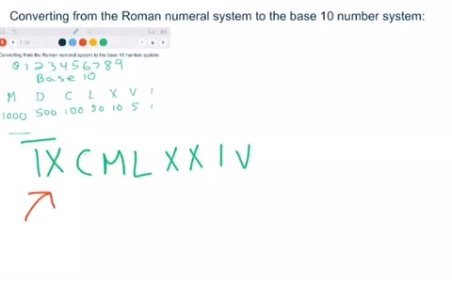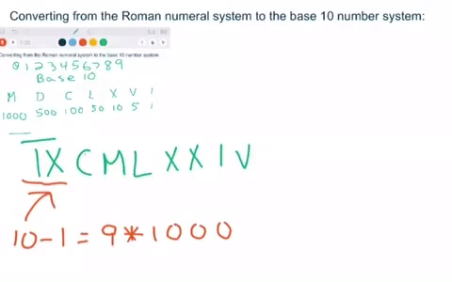Here I have IX with the bar over it. I know that X is 10, I is 1. Since the smaller value comes first, this is saying 10 minus 1, which is 9. The bar over IX indicates that we must multiply by 1000. So IX bar equals 9000.